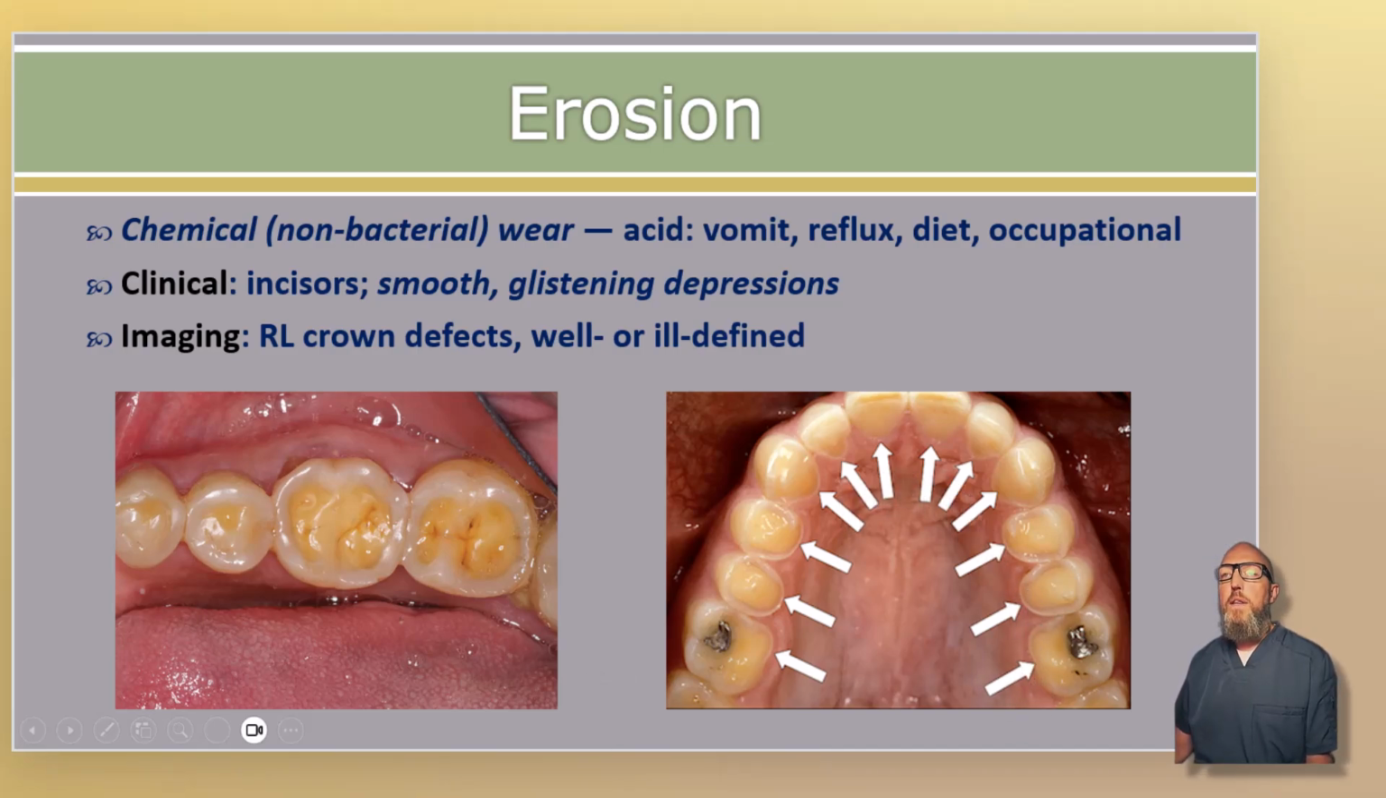I feel like this is one that it's a lot better to detect clinically because it has such a smooth, shiny border. You can really appreciate that it's erosion. But on imaging, you will see these defects. It might look similar to bruxism, or you appreciate that it's just one side of the cusps rather than both.